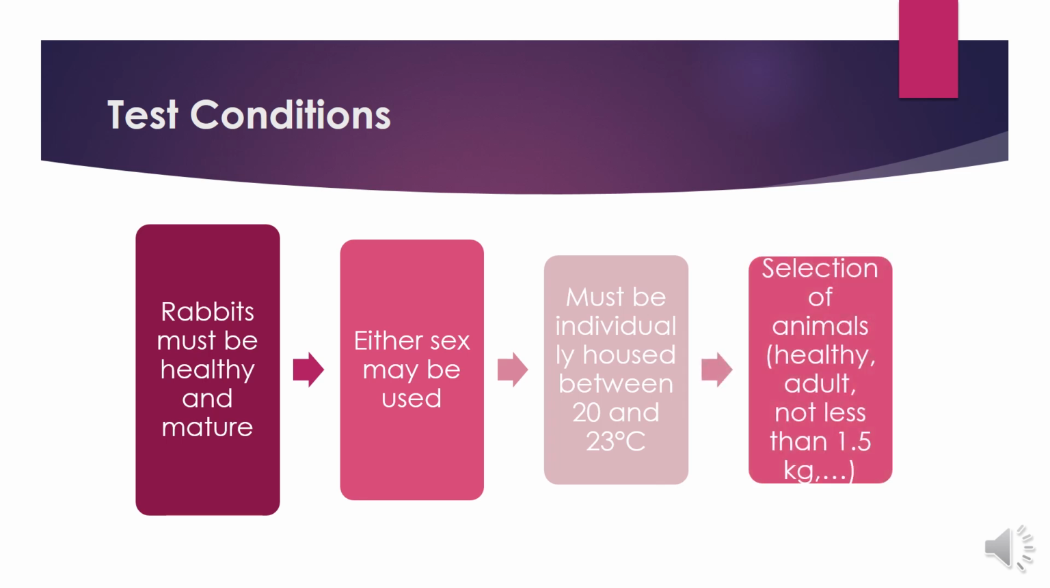So basically the selection of animals: it says healthy adults and not less than 1.5 kg. So all those rabbits that are selected are healthy, mature adults, and they weigh not less than 1.5 kg. They can be above 1.5 kg but not less than 1.5 kg for performing this test.